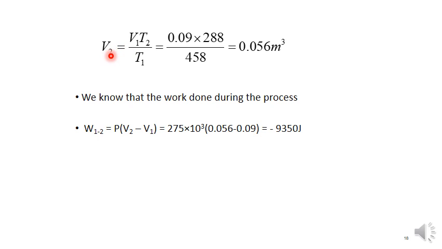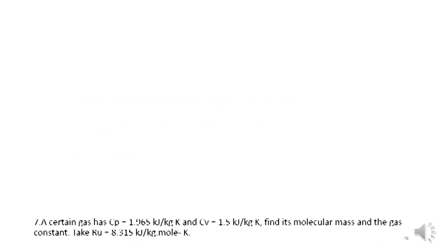So V2 is equal to V1 into T2 by T1. Substituting all the values, we will get the V2 value. We know that the work done during the process is P (V2 minus V1). They have given the P value, we calculated the V2 value, and in the problem they have given the V1 value. So from this we will get the work done. The work done also will be a negative value. It is minus 9350 joules. Here I am also writing this joule as kilojoules, it is minus 9.35. So we get the negative sign.